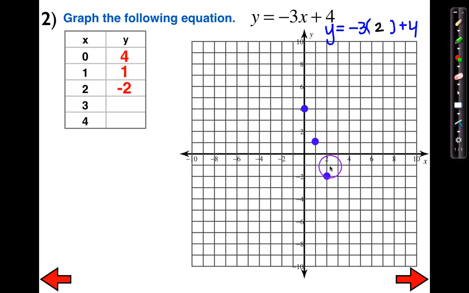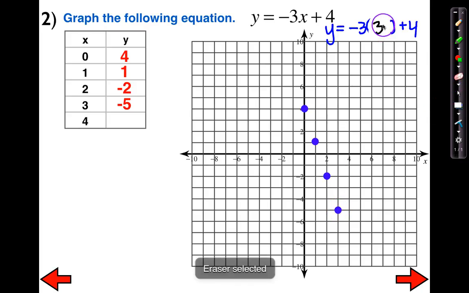So notice now with these 4 quadrants, some of your numbers are negative. So we're going to go lower into this quadrant here. So now continuing on, I'm going to go ahead and try the input of a 3. So plugging in a 3 here, y equals negative 3 times 3, which is negative 9, plus 4 would give me negative 5, so I'm going to put negative 5 here. I'm going to graph that. 3 comma negative 5 is right here.